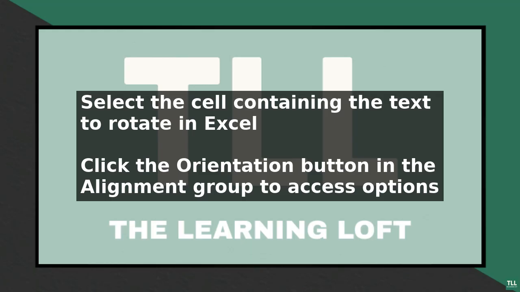This will open a drop-down menu with various text orientation options. From the drop-down menu, select the angle of rotation you want to apply to your text. You can choose from a range of options, including rotate text up, rotate text down, and other custom angles.